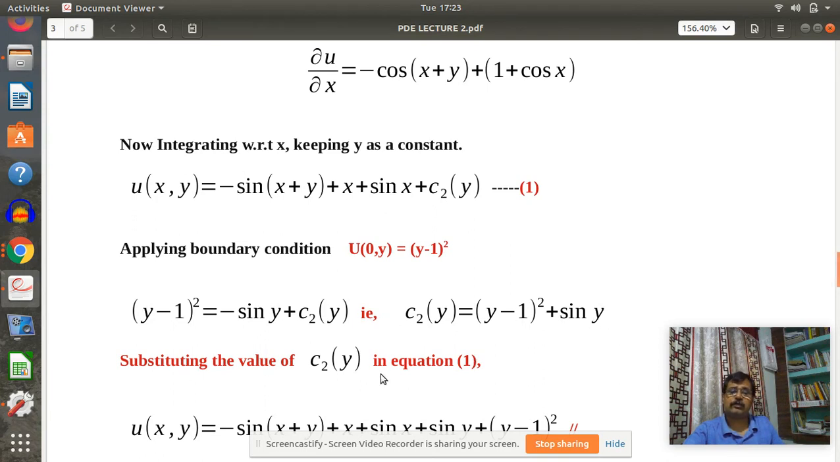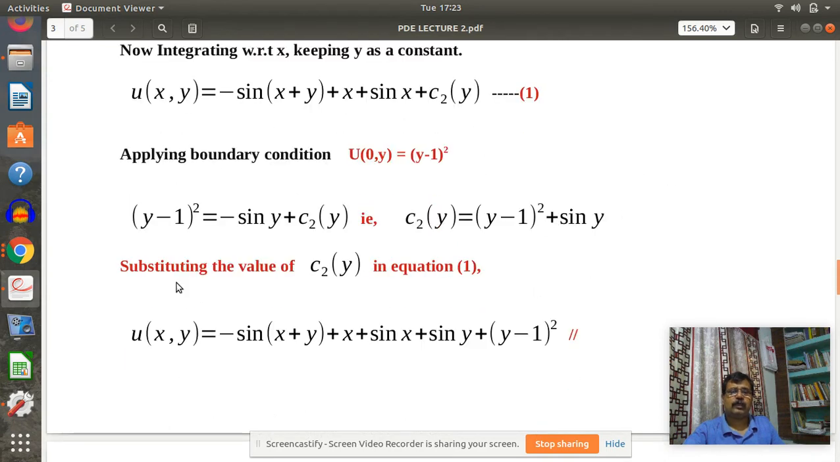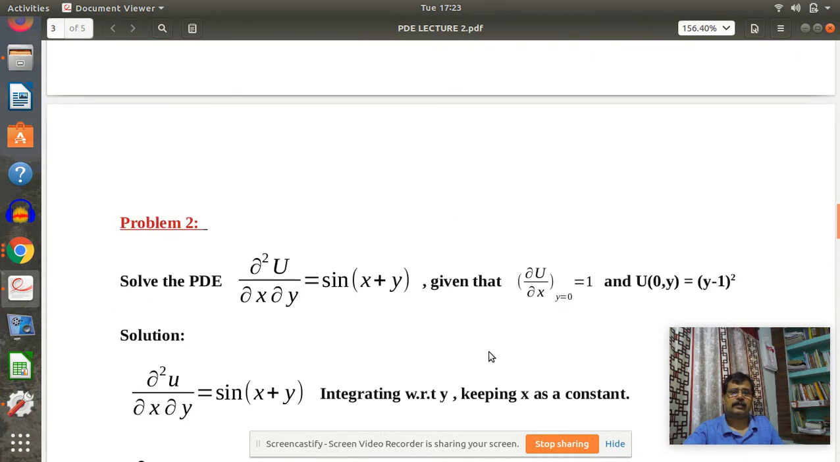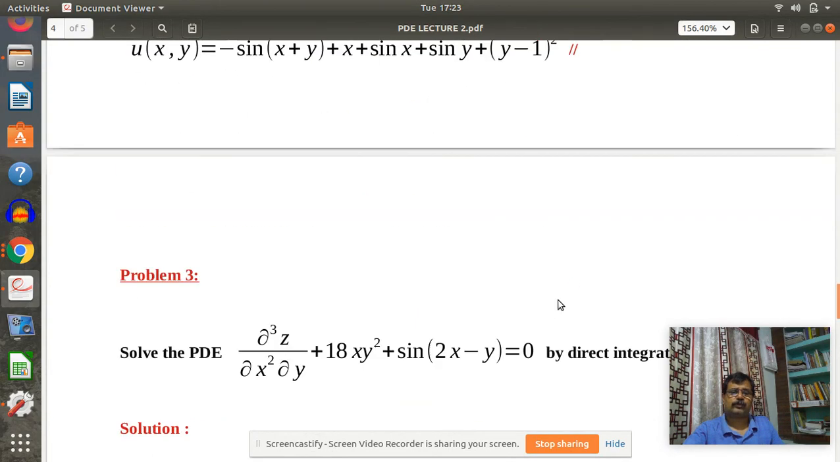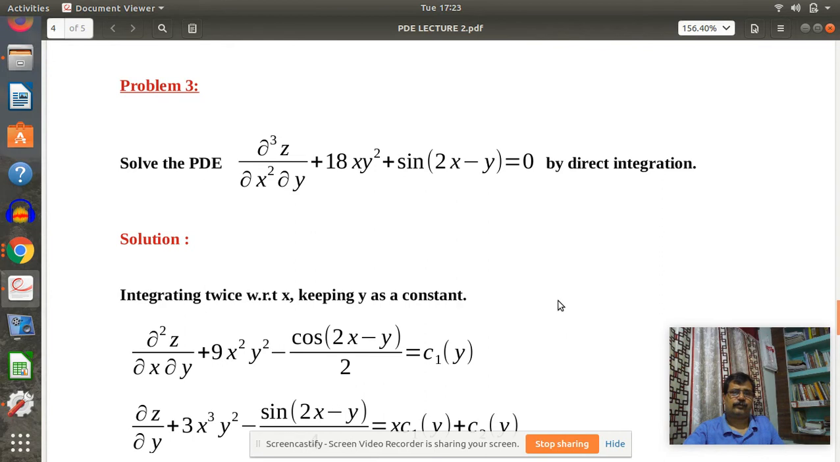Substituting the value of c2 of y in equation 1, we get u of x, y equal to minus sine of x plus y plus x plus sine x, c2 of y equal to sine y plus (y minus 1) the whole square. So that will give the value of u of x, y. So this is the answer which gives the solution of this partial differential equation. Okay, that is problem 2.